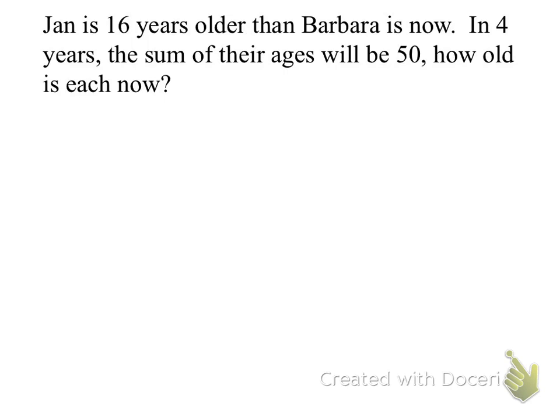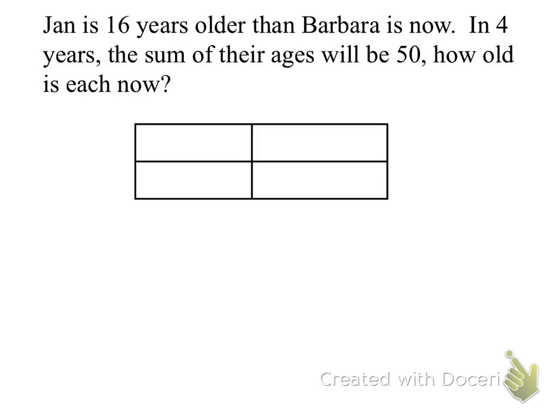We're actually going to start with an age problem. So here's an age problem. I use these boxes a lot, and I'm going to ask that you use the boxes. When you have boxes, whatever you are comparing usually goes on the outside here. So read the word problem for us. Jan is 16 years older than Barbara is now. In 4 years, the sum of their ages will be 50. How old is each now?